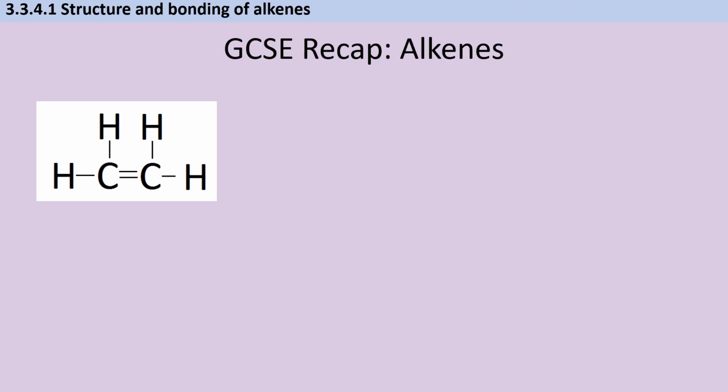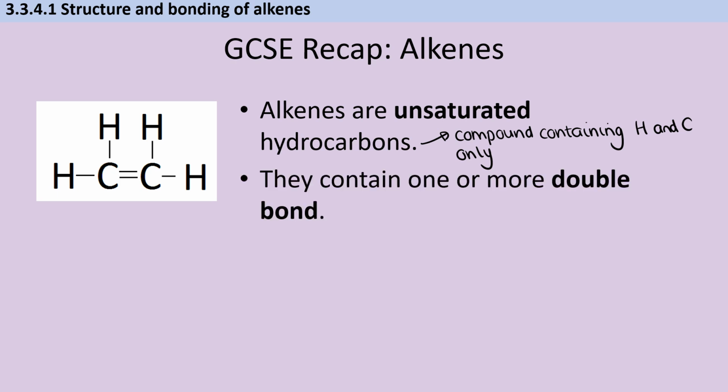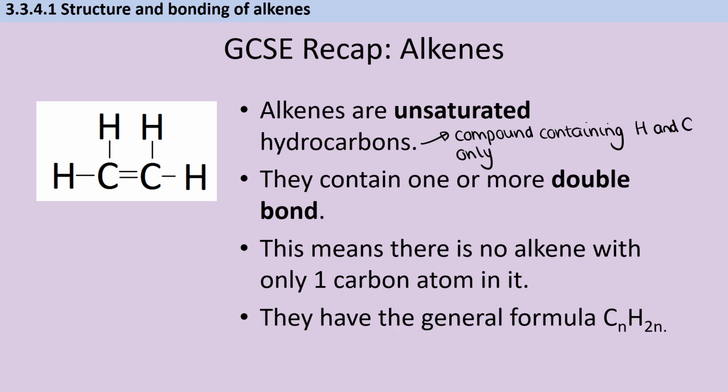You hopefully remember from GCSE that alkenes are unsaturated hydrocarbons. Hydrocarbons are molecules that only contain hydrogen and carbon. Alkenes contain one or more double bonds. At GCSE you would only have met examples with a single double bond, but we are going to meet some dienes as well. Because they contain a carbon-carbon double bond, there is no alkene that only has one carbon atom. Alkenes have the general formula CnH2n.